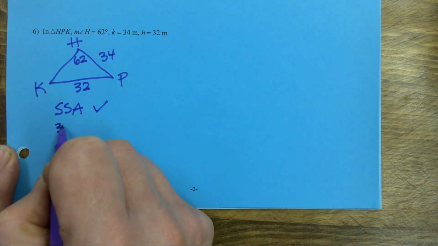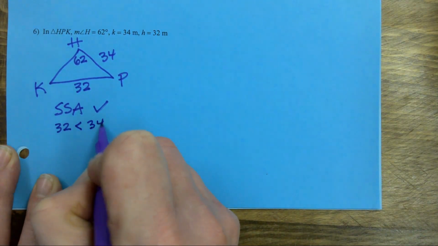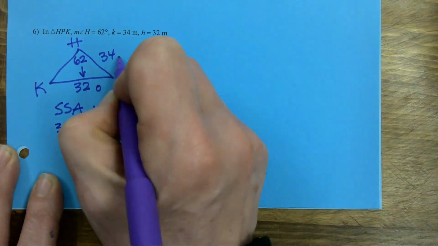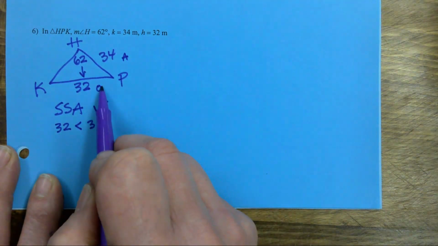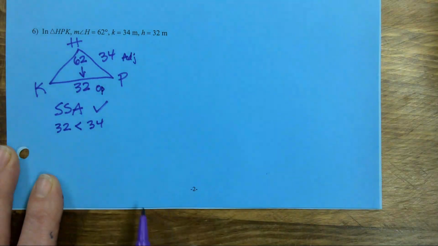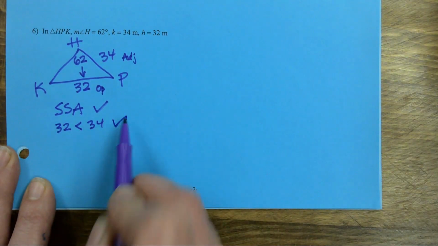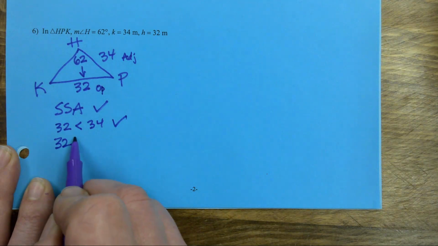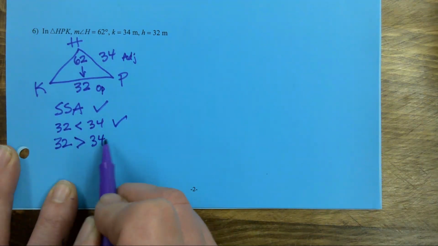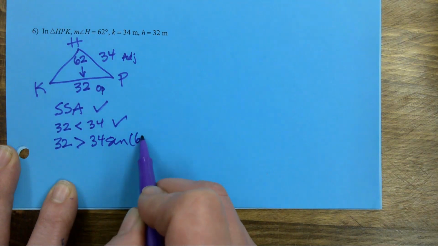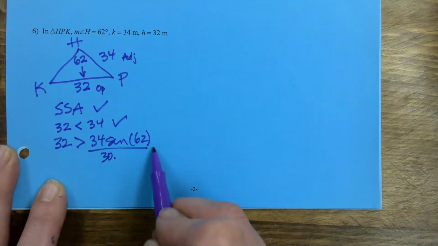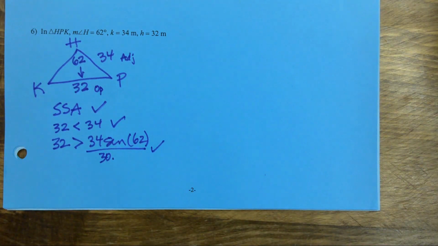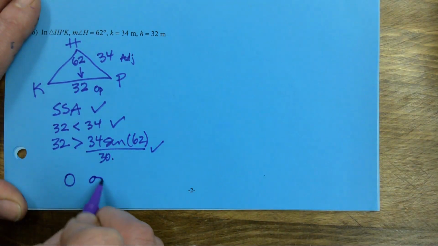Is the opposite side less than the adjacent side? This is my opposite, meaning opposite the angle. This is my adjacent, meaning the one next to the angle. The next thing I check is whether the opposite side is greater than the adjacent side times the sine of 62, and check again. Good. So check, check, check. That means that I have 0 or 2 solutions.